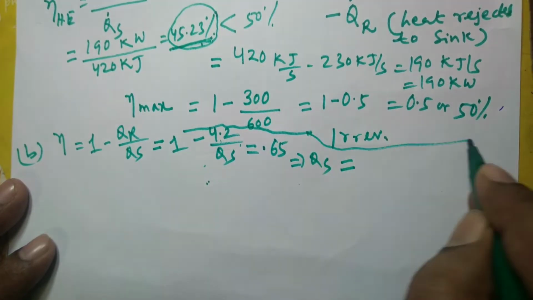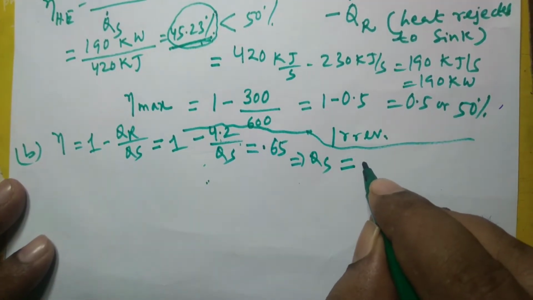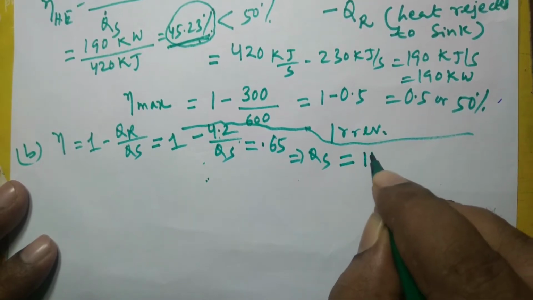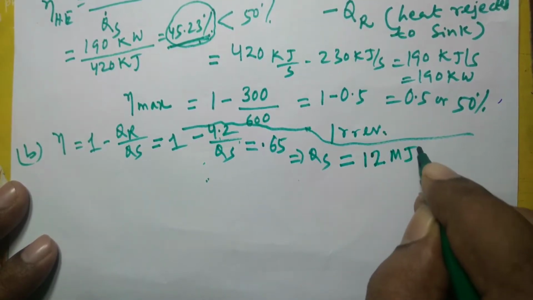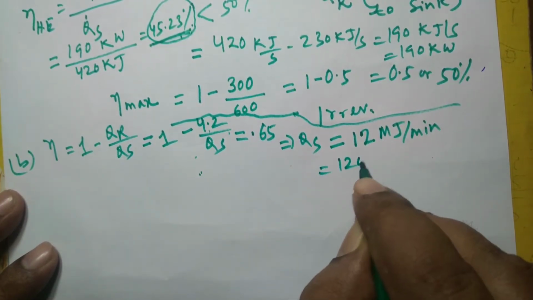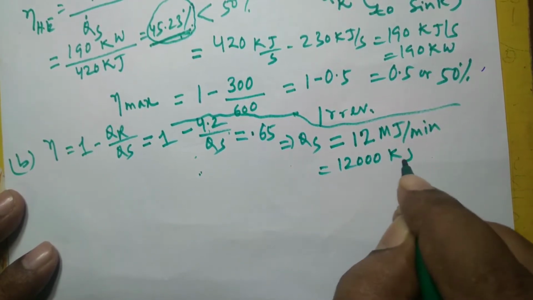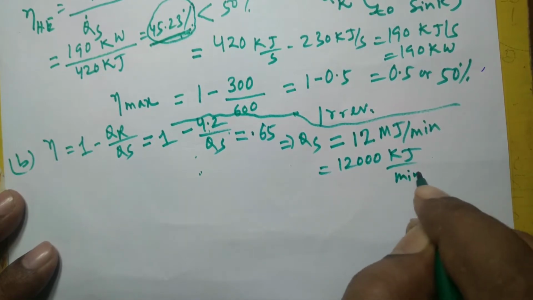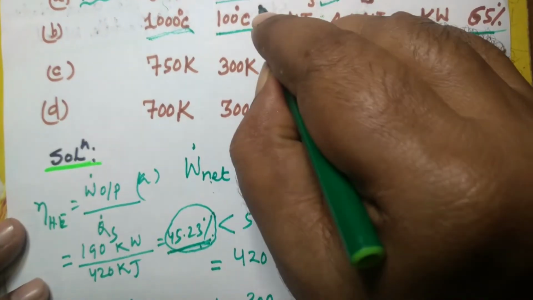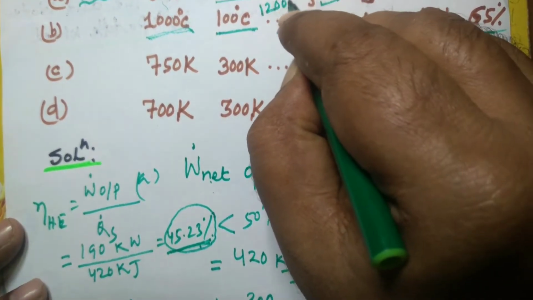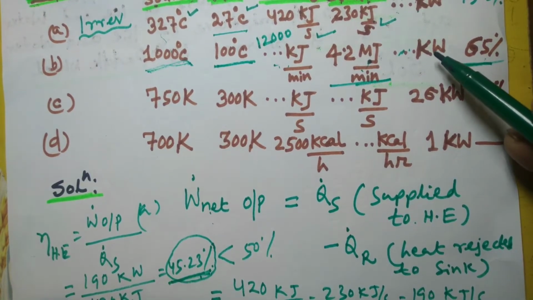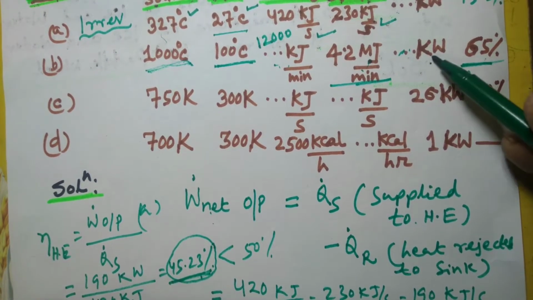So Q_S, or heat supplied, is equal to 12 megajoule per minute, or in terms of kilojoule, 12,000 kilojoule per minute. So here we have to fill in with 12,000 kilojoule. Heat supplied is this much.